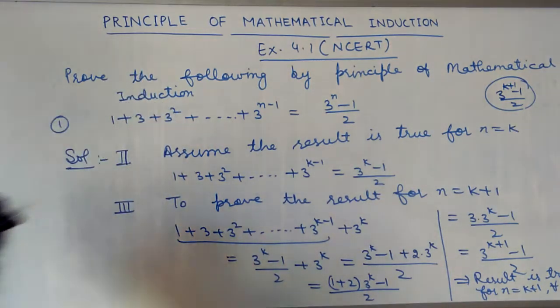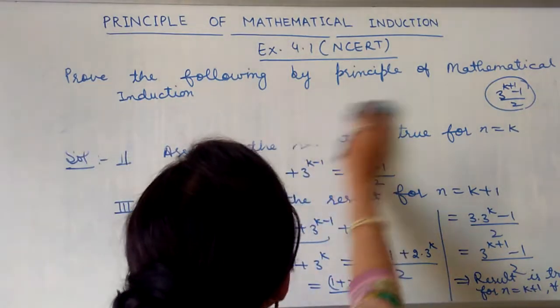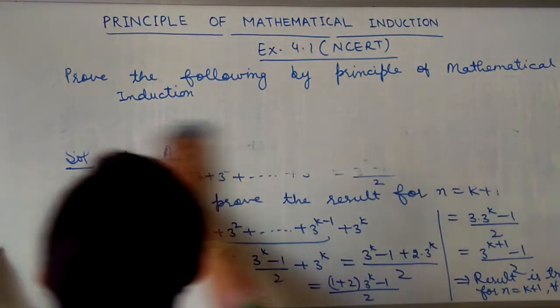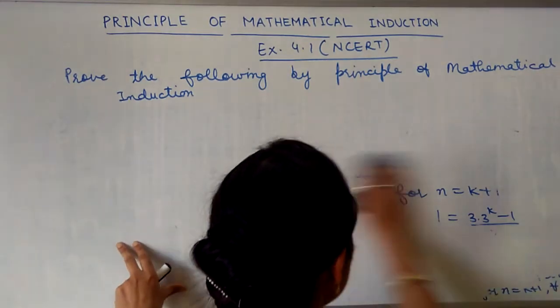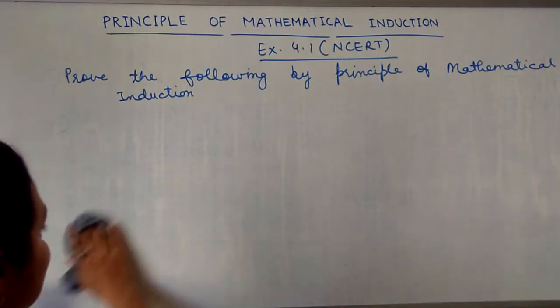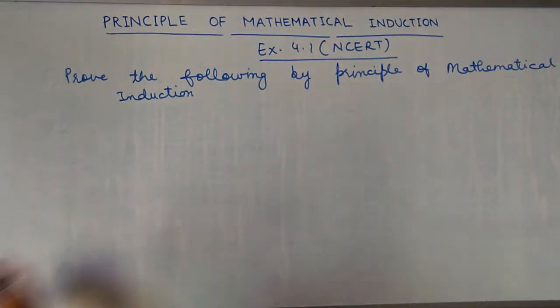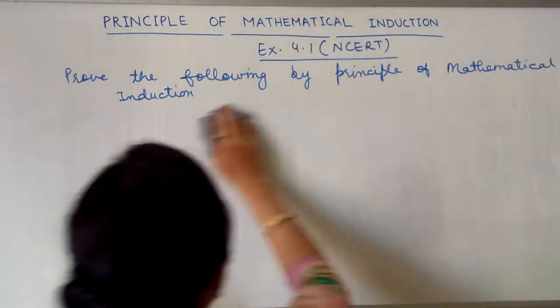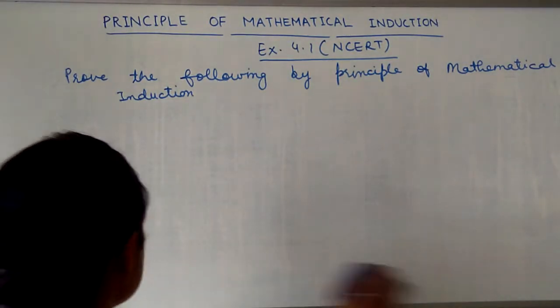Okay, now come to the second question. How can we prove the second question, how can we solve it? I will explain again how you can solve this. The third step will become difficult for you if you can't understand how to take k plus 1 at the last. So understand it properly, what is going on in the third step.